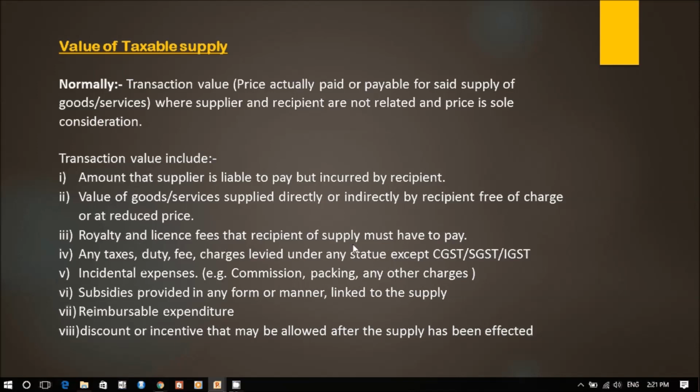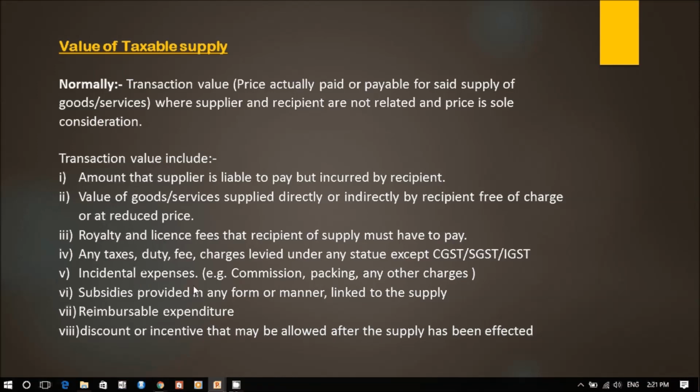Royalty and license fee that the recipient of the supply must pay. If the recipient of the supply has to pay any royalty or license fee, then this will also be included in the value of taxable supply. Any taxes, duty, fee, charge levied under any statute except CGST, SGST and IGST. If there is any CGST, SGST or IGST, then it would not be part of the value of taxable supply. But if any other taxes, duty or charges have been levied, then they would be part of the value of taxable supply.